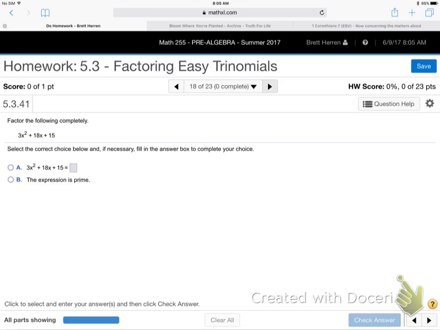They're going to put a number in the front. So 3x squared plus 18x plus 15. Notice we haven't had that. If you look back to all the problems we've done, none of them had numbers in the front. So this question's going to be a double problem. It's what we learned yesterday put together with what we're learning today. We'll have to do both things.